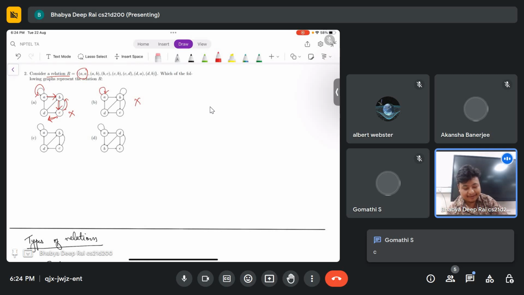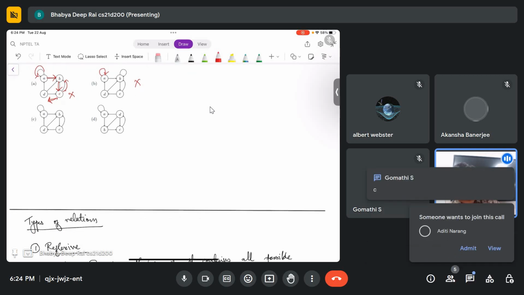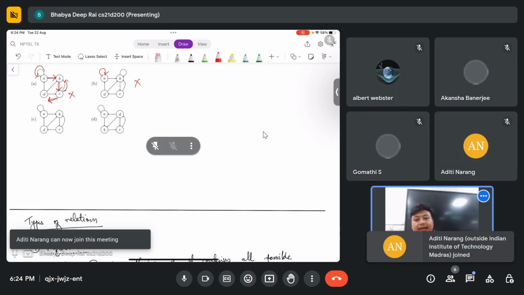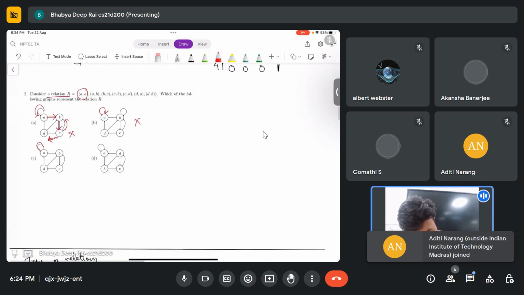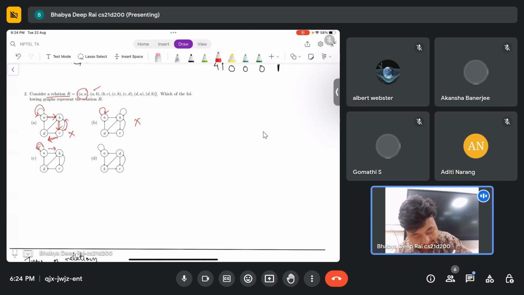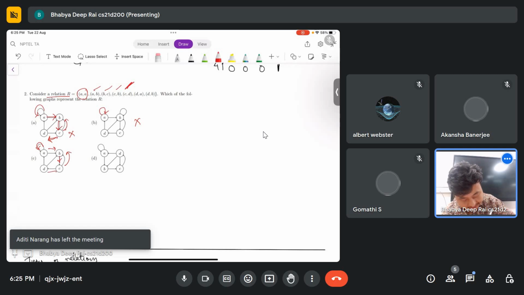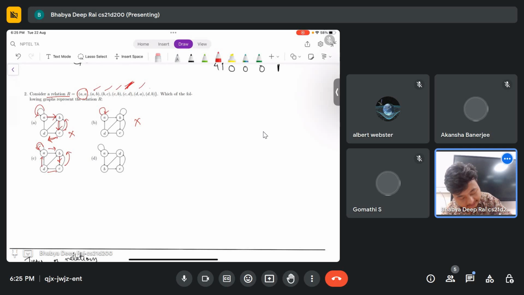Gomati also says C. Yeah, let's see. Okay. So let's look at this one. A is related to A. Good. A is related to B. Good. B is related to C. Yes. C is related to B. Yes. C is related to D. Let's see. Yes. D is related to A. Yes. D is related to B. Good. Yeah, you guys are correct. The answer is C.